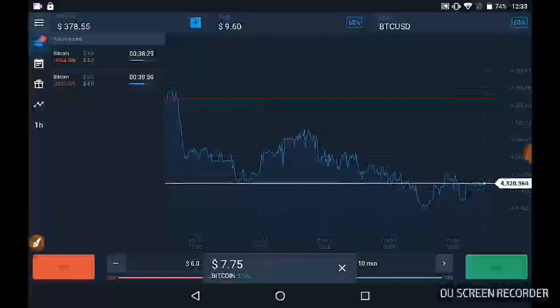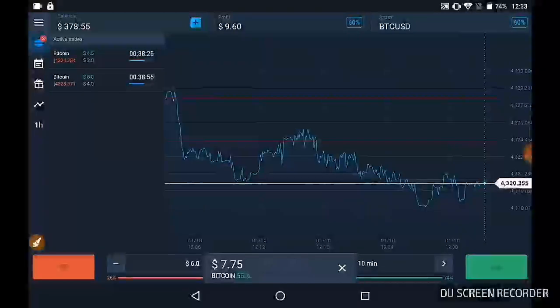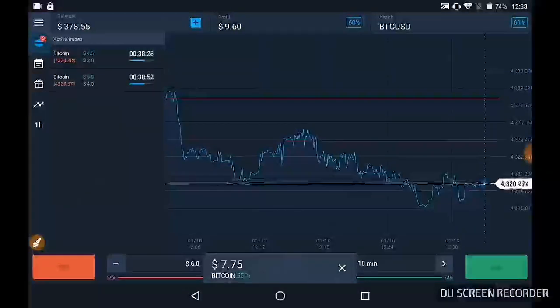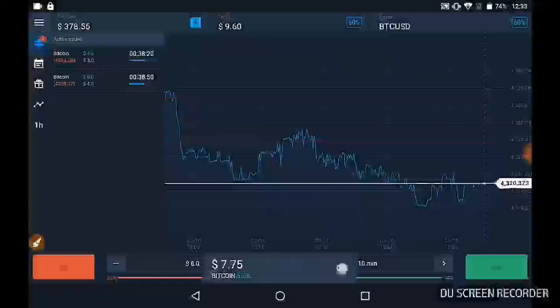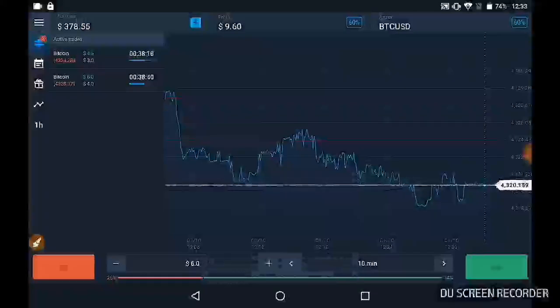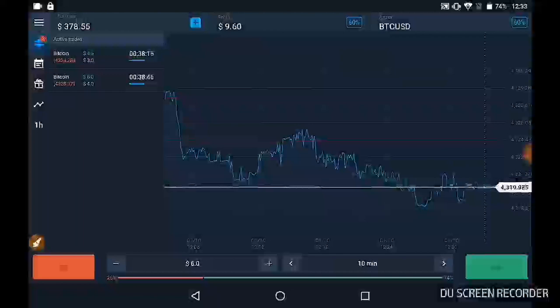Alright, that was my brief introduction to using binary options to trade on an app. I have used one particular app, but obviously you use whichever one suits you.